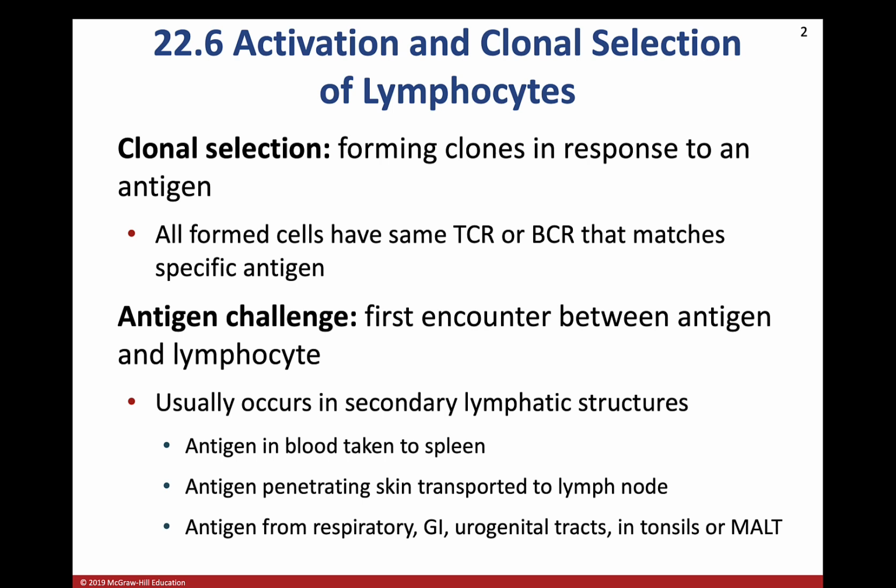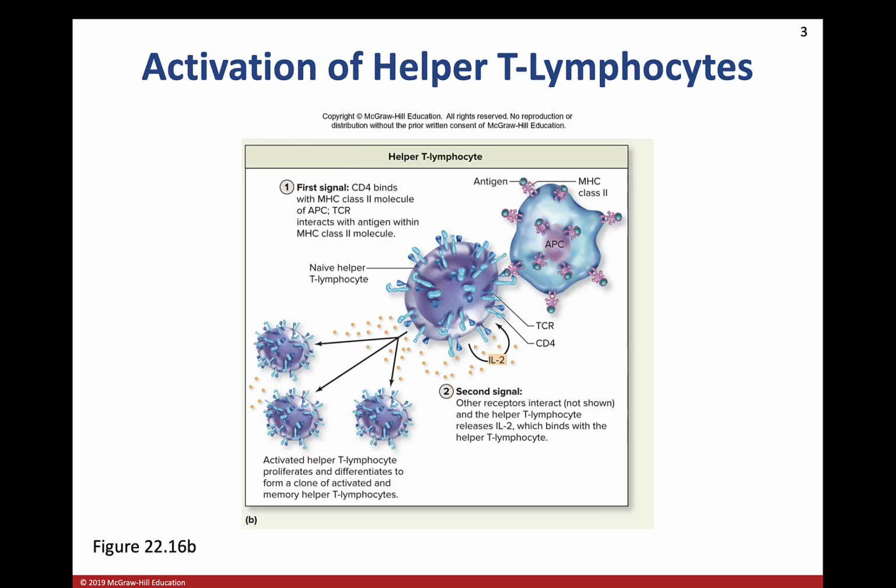Now, the antigen challenge is the first encounter between antigen and the lymphocyte. This generally occurs within a secondary lymphatic structure. It could be antigen in blood taken to the spleen, antigen penetrating skin transported to a lymph node, or an antigen from the respiratory, GI, or urogenital tracts in tonsils or mucosa-associated lymphatic tissue.